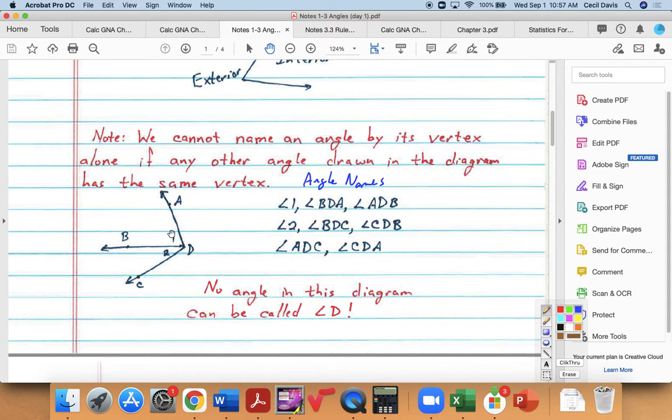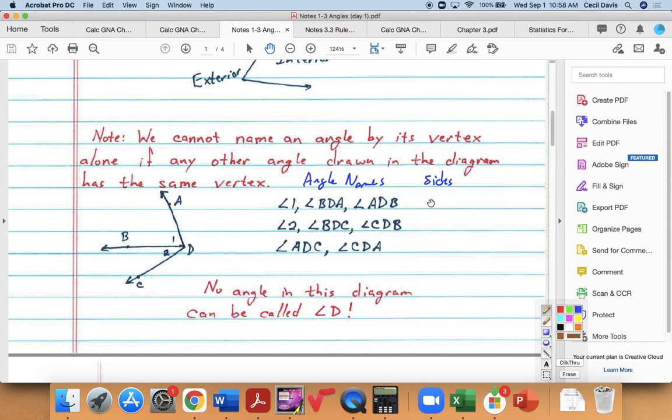We can call this angle on top angle 1 because of this 1 here. We could also call it BDA or ADB. Again, you name a point on one side, the vertex, and then the other side. So what are the sides for that particular angle? What are the two sides? I'll take a volunteer.